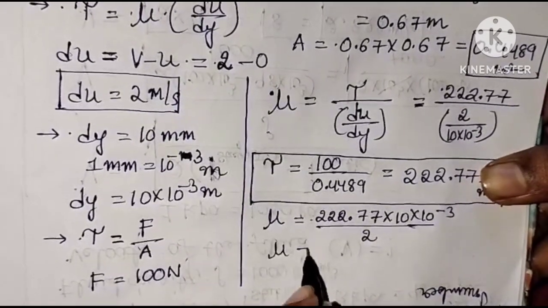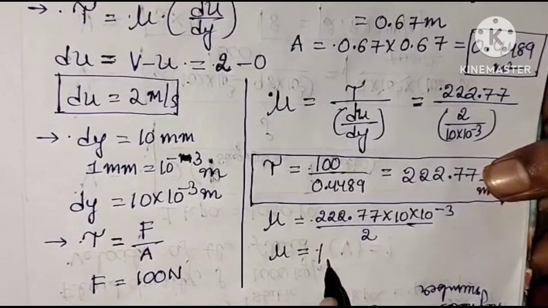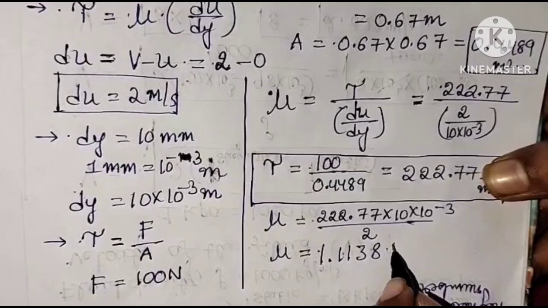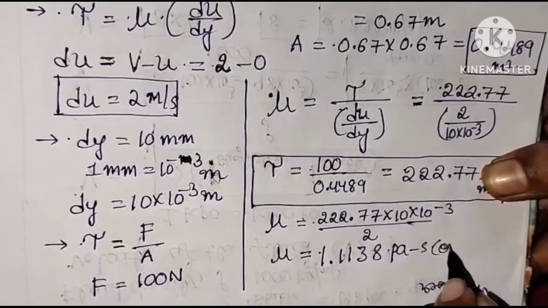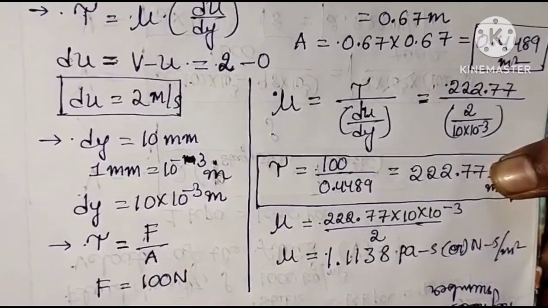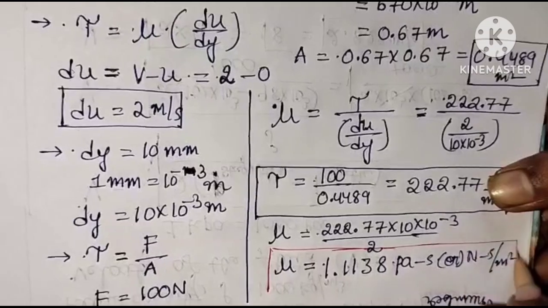So if you calculate, you will get the dynamic viscosity as 1.1138 Pascal second, or Newton second per meter square. Okay, so this is the first question's answer.